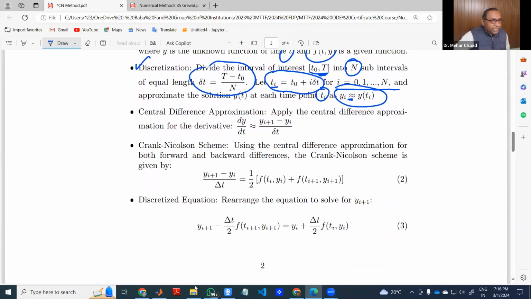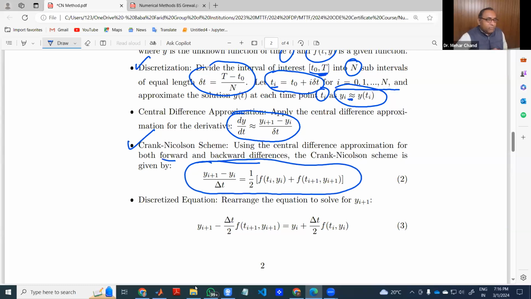Then after, we have the central difference, dy/dt approximated as (yi+1 minus yi) upon delta t. So this is the central difference which will be used, and the Crank-Nicolson scheme, by using this central difference, uses the difference approximation for both forward and backward difference, and the scheme is given in this equation.